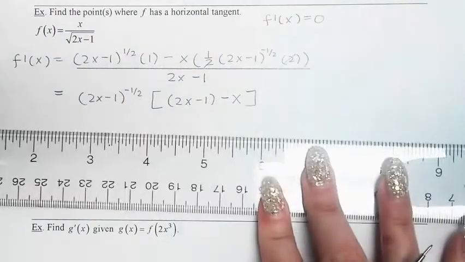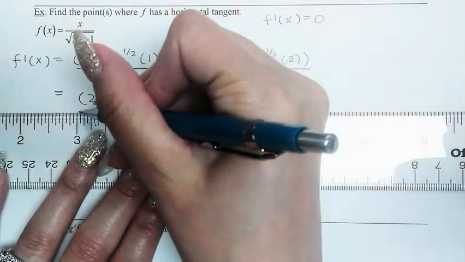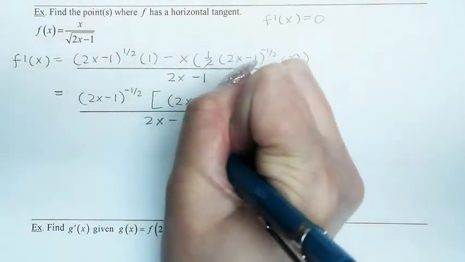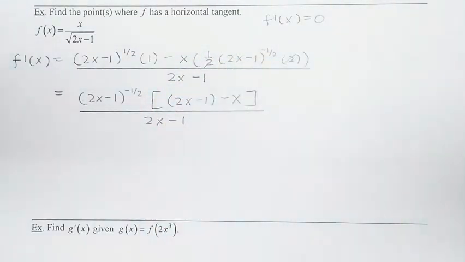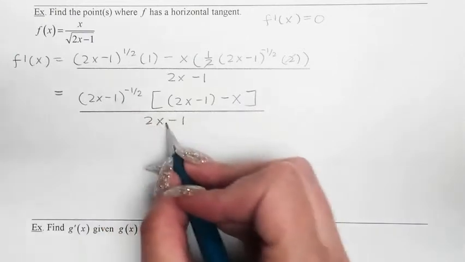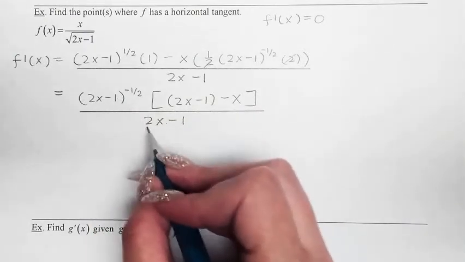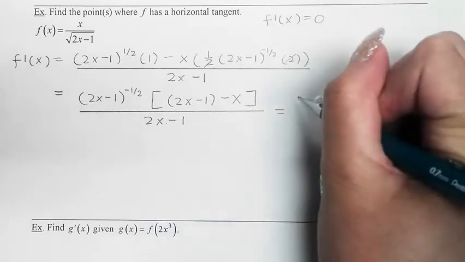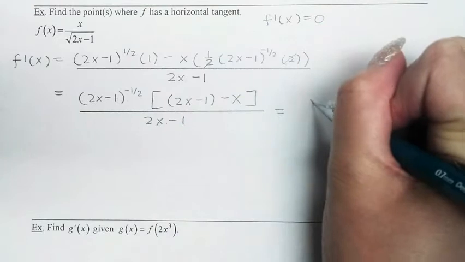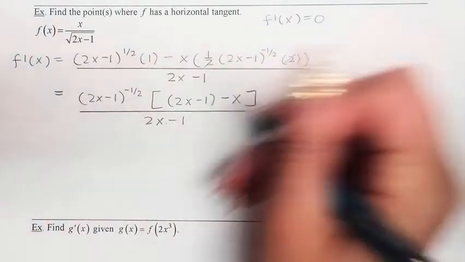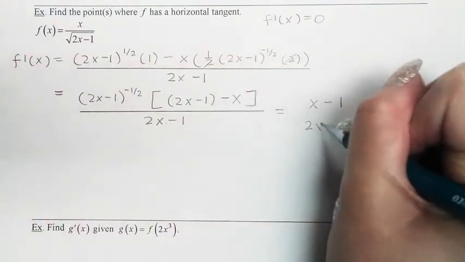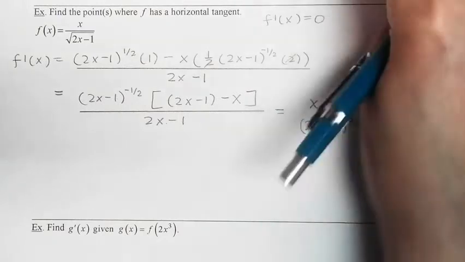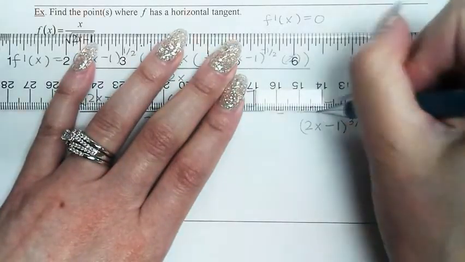So this is what we have on the top when I factor out the 2x minus 1 to the power of negative 1/2, and I have this. Okay, so at this point what we can do is combine these two because they are the same thing. So you combine this part, so you have x minus 1 at the top, and then when you cancel, it's going to be 2x minus 1 to the power of 3 over 2. Okay, so this one looks much better.